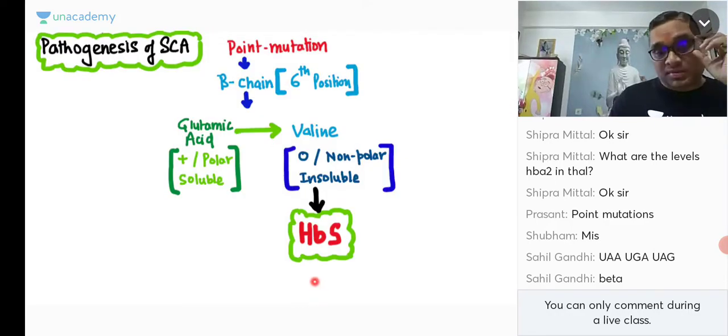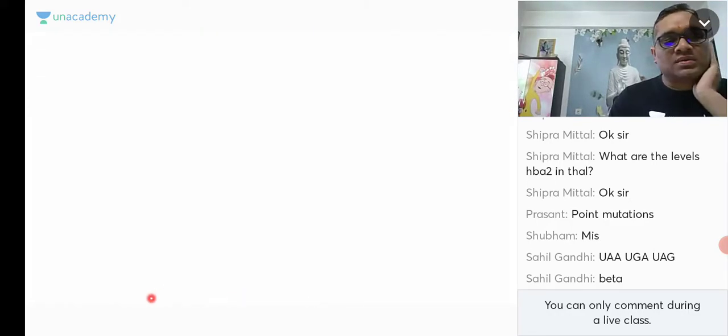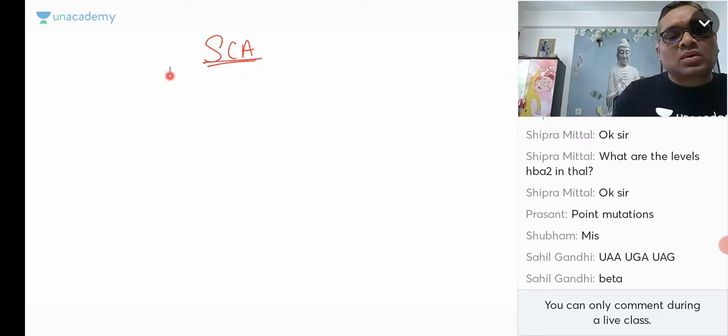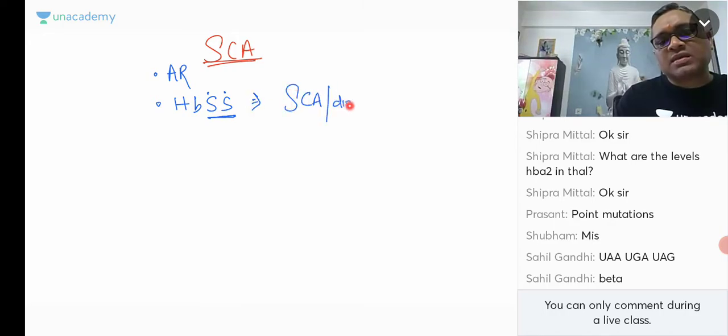First we will start from sickle cell anemia. So here I'm writing sickle cell anemia. What is sickle cell anemia? It is an autosomal recessive disorder. So whenever you are going to represent them, it will be represented by SS. Both will be homozygous. Sickle hemoglobin homozygous, so this will be called sickle cell anemia or disease.